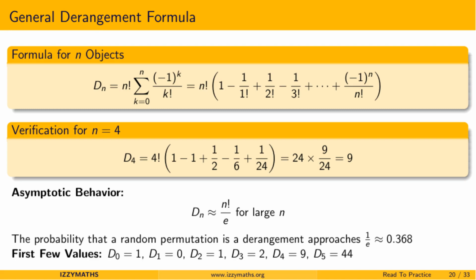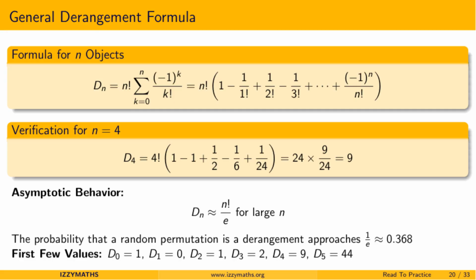Let's verify for n equals 4. D4 equals 4 factorial times open parenthesis 1 minus 1 plus 1 half minus 1 sixth plus 1 over 24 close parenthesis, which equals 24 times 9 over 24 equals 9.